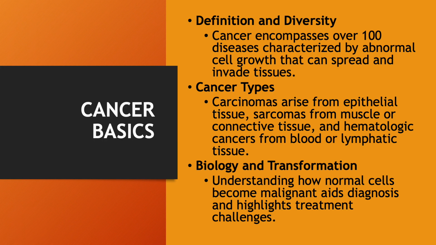As we discussed before, cancer encompasses over 100 diseases. Cancer can start in different tissues, and we classify it based on where it begins. Carcinomas arise from epithelial tissue. These are cells that line organs and surfaces. Sarcomas develop in muscle or connective tissue, which includes bones and cartilage. Hematologic cancers like leukemia and lymphoma originate in blood or lymphatic tissue.